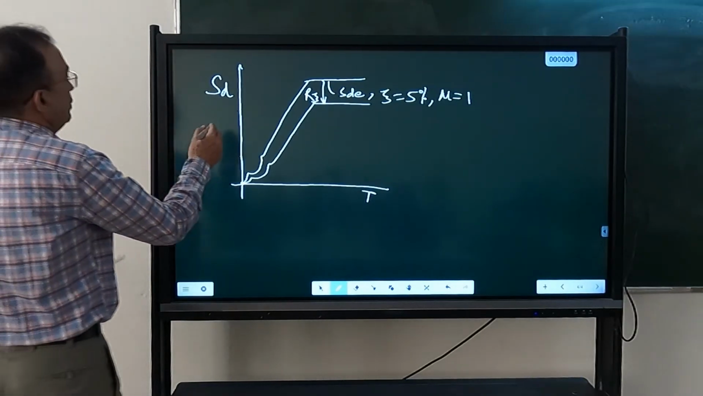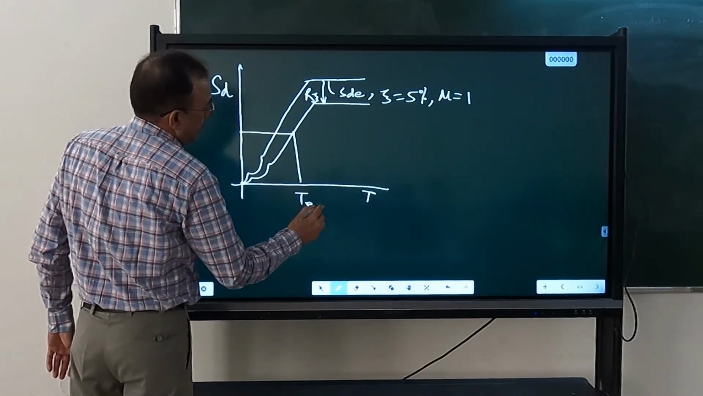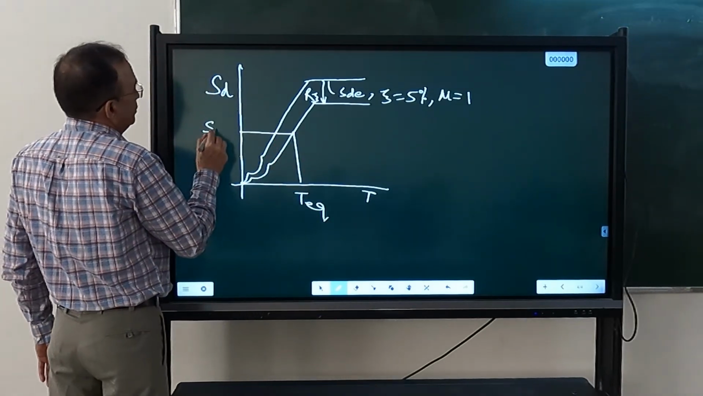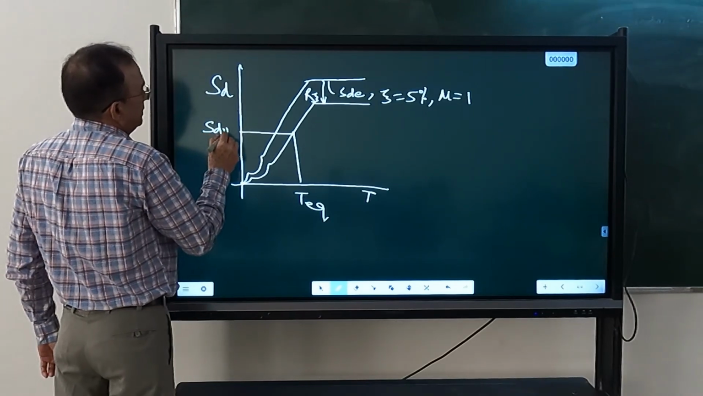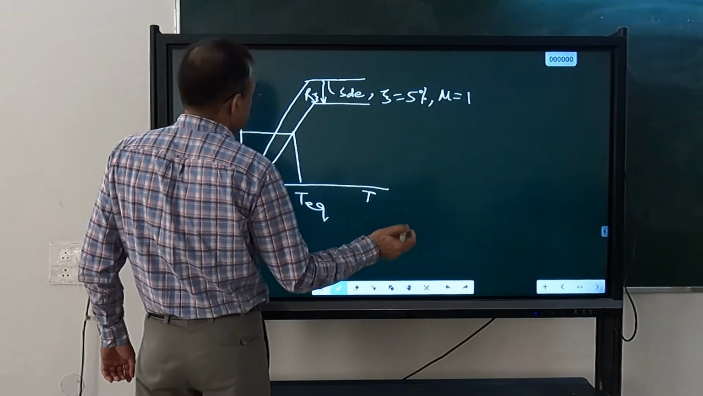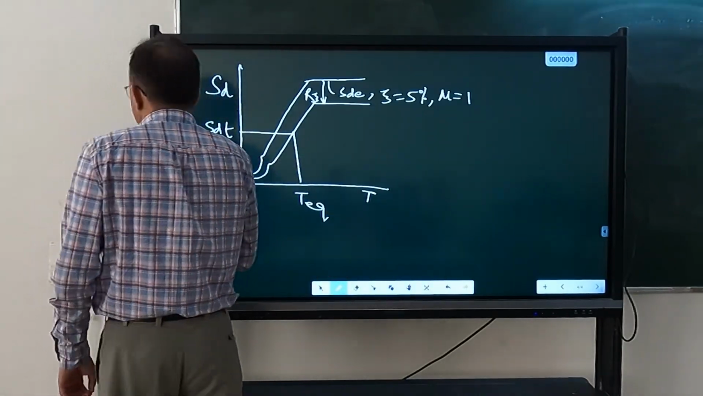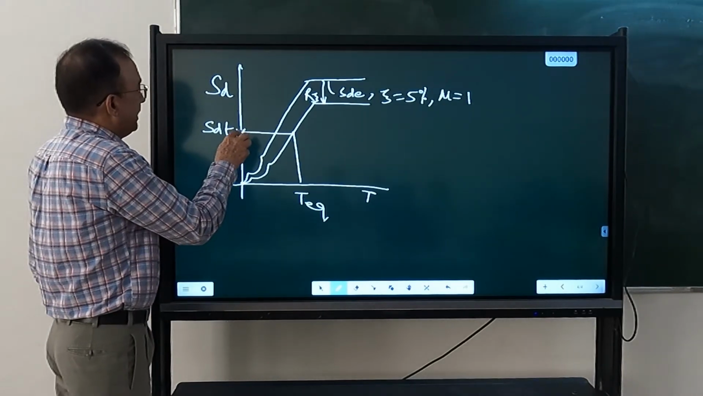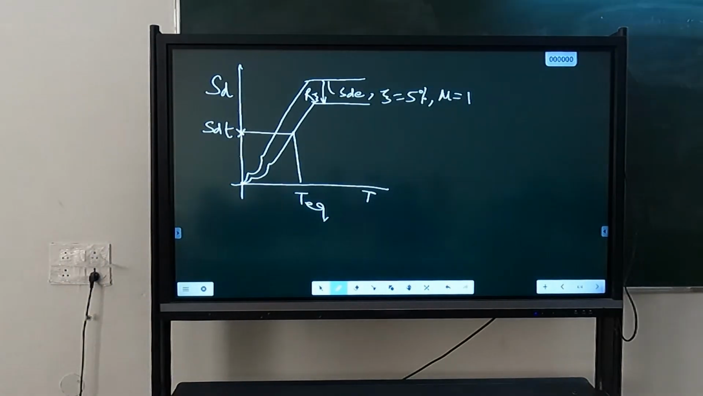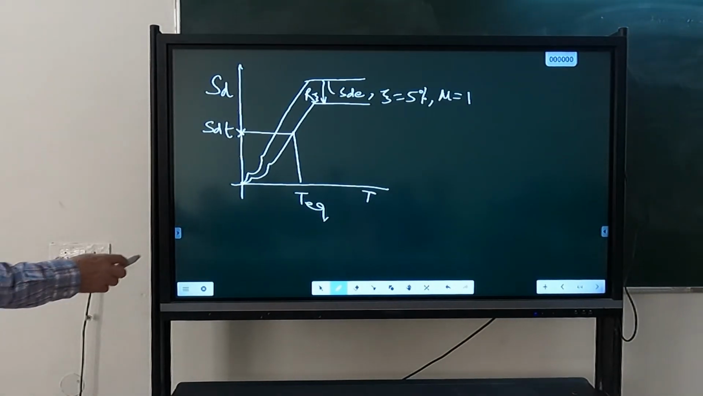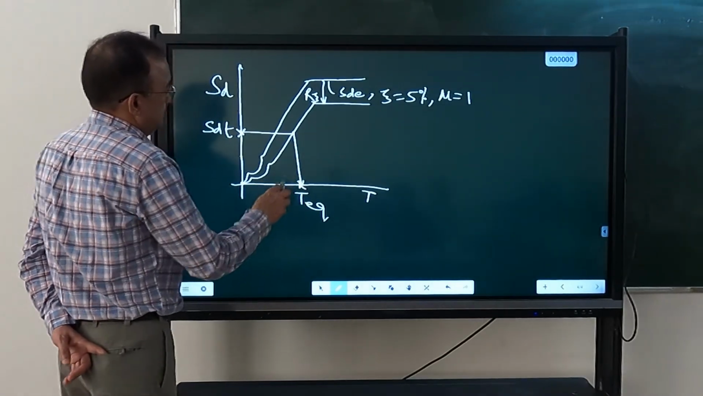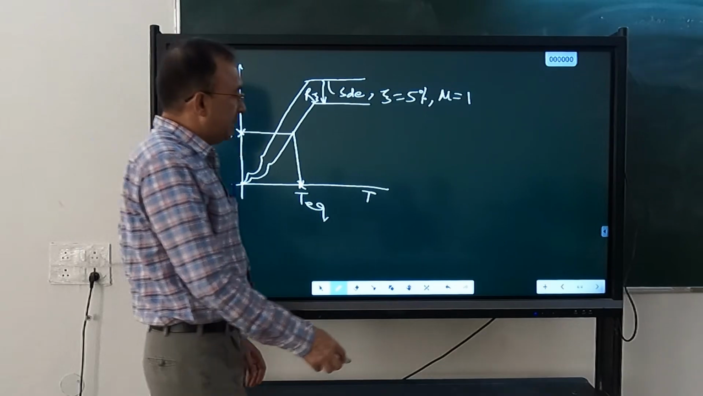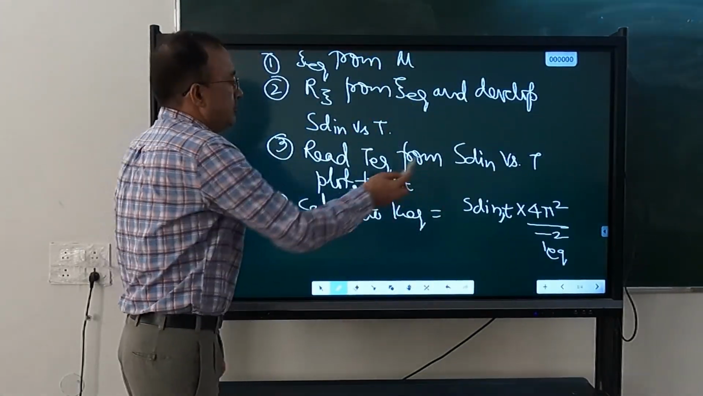Now this you have to read for T equivalent corresponding to the value of SD inelastic, or SDT or delta T, whatever you are calling. This will give you T equivalent. This is the spectral displacement for which you are designing, which you have decided in your beginning. For that you will read T equivalent. Once you know T equivalent, then you calculate K equivalent like this.